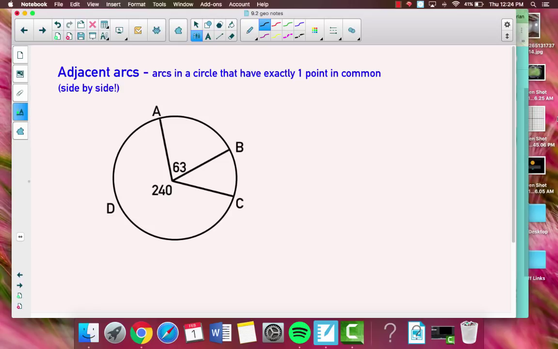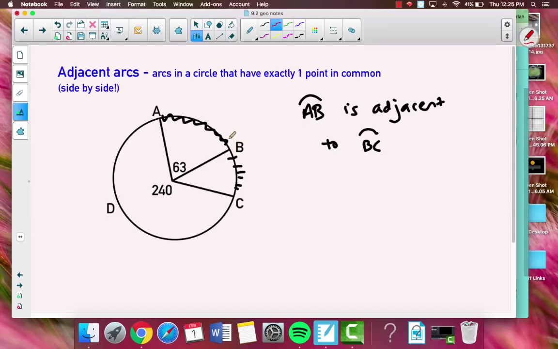So in other words, these arcs are side by side. It's the best way to describe it. So in this particular problem, I have a couple adjacent arcs. I could say that arc AB is adjacent to arc BC. Notice arc AB is next to arc BC. They share one endpoint, and that is B. They don't share A, they don't share C, they only share the middle endpoint here.